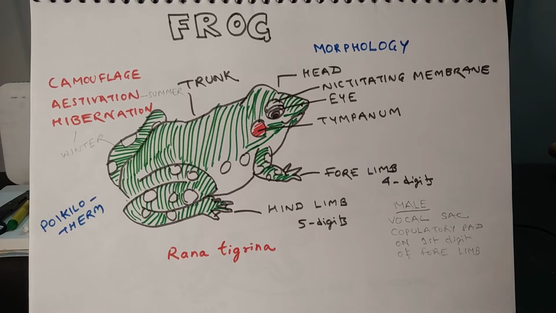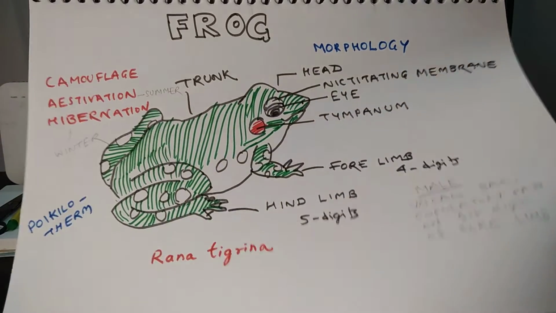Then the male frog has a copulatory pad on first digit of forelimbs. So this helps it in getting hold of the female during copulation. So this is all about the morphology part.